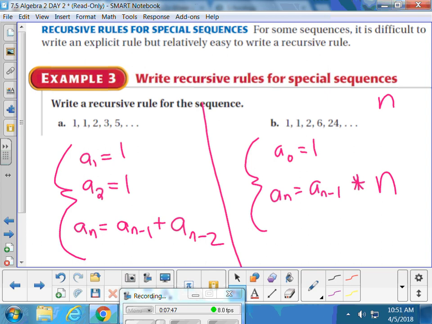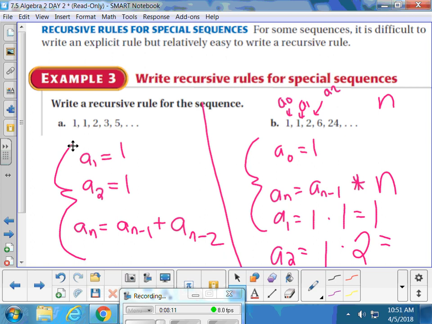So this is term 0, A0, label it. But to get term 1, they took the previous term, which was 1, and they multiplied by n, which since we're on the first term is 1. Does that make sense? Let's try to explain how they got A2. To get A2, they looked at the previous term, which is 1, and they multiplied by the number of terms that they're on. And term 3, they would take the previous term of 2 and multiply by 3. So that's a hard one to come up with just out of your own mind.